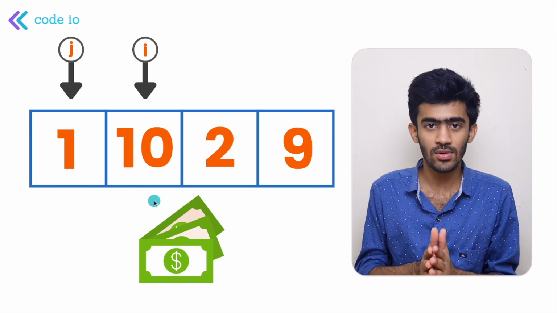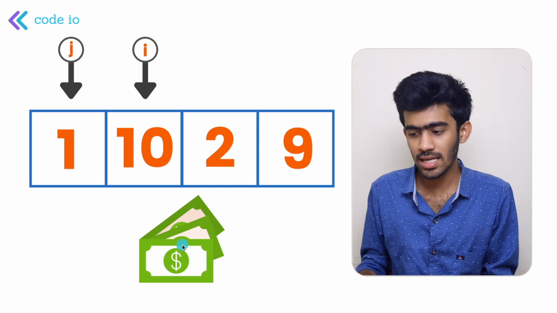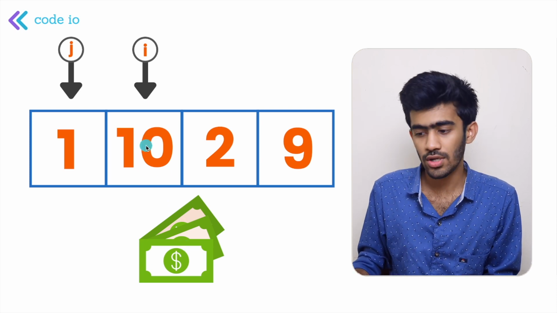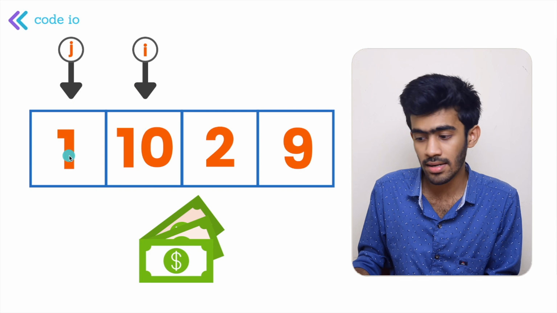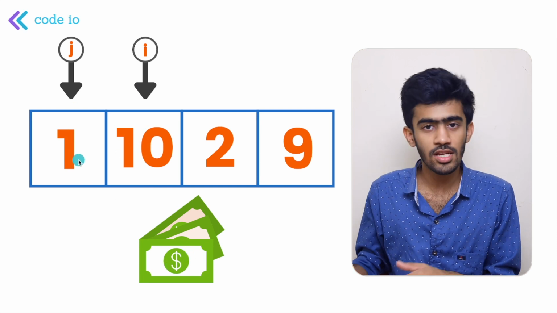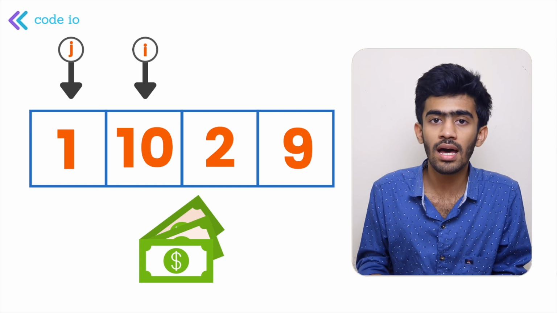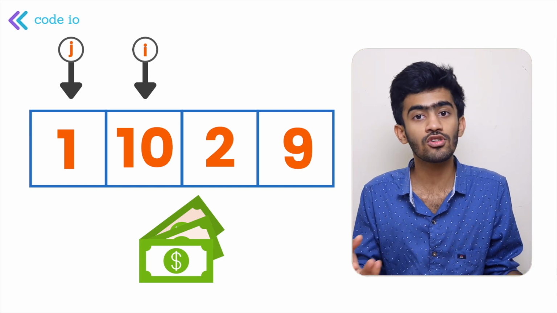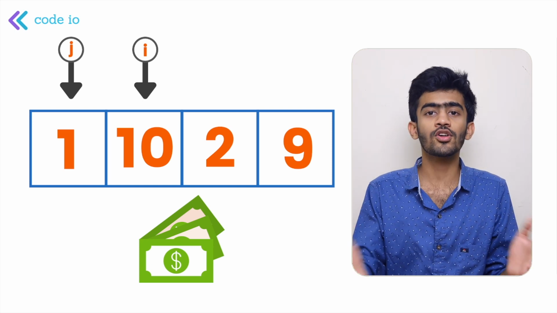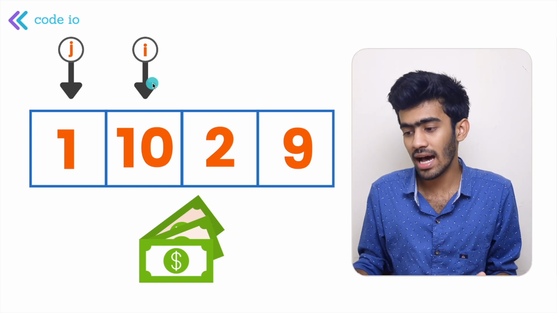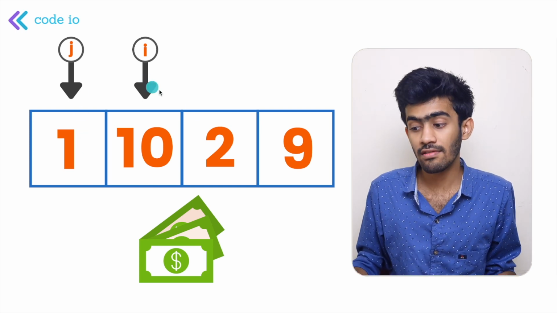What I'm trying to tell you is we have this amount of money and the element that we are pointing to. As I said, if we are at 1, 3 rupees minus 1 rupee gives us 2 rupees. So if one bought a 1 rupee ice cream, the other should buy a 2 rupee ice cream in order to make the sum 3. So if the I value is 1, then the J value should be 2.